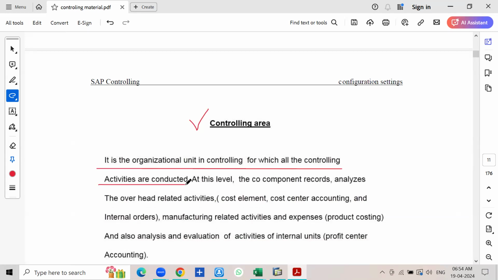Suppose if you look at FI, right, we have processed all the FI business transactions with reference to company code, either GL accounts, vendor accounts, customer accounts, asset accounts.